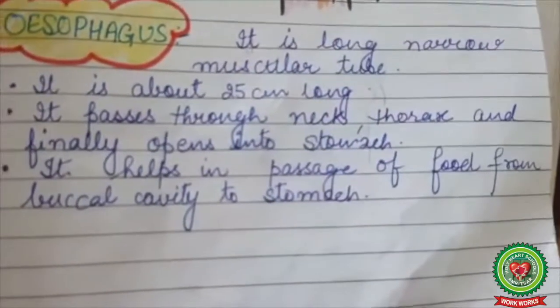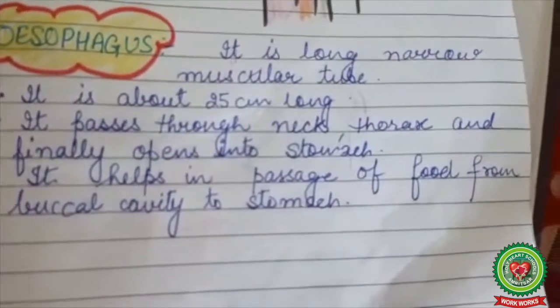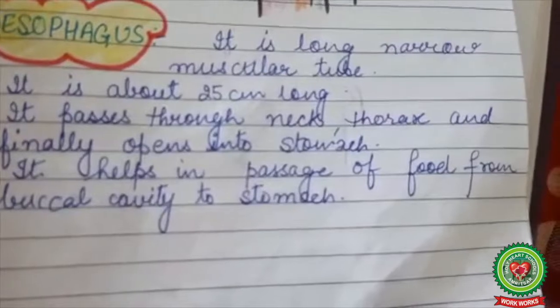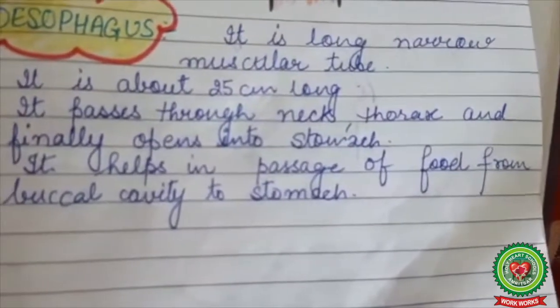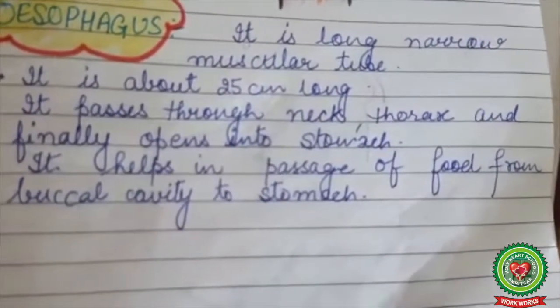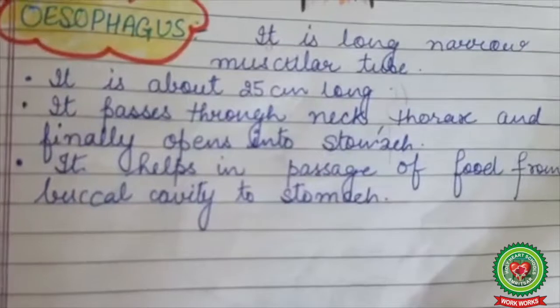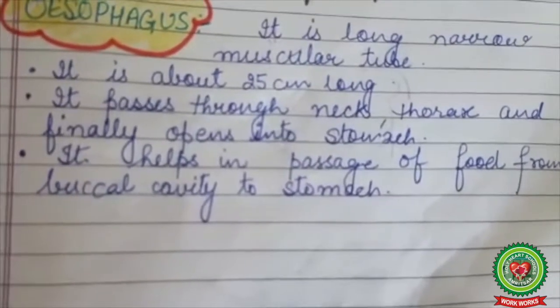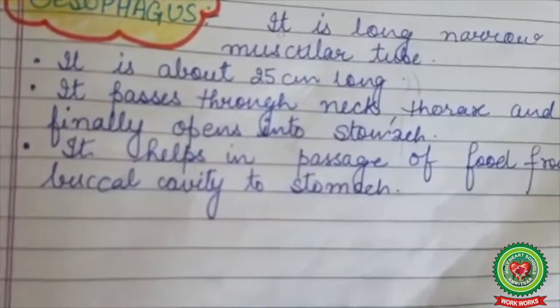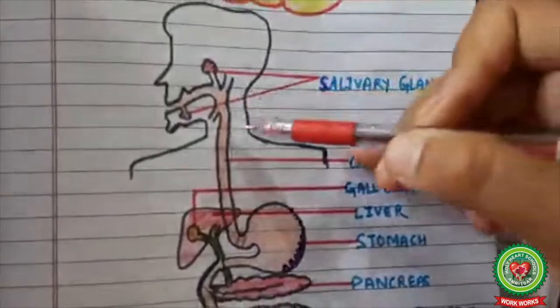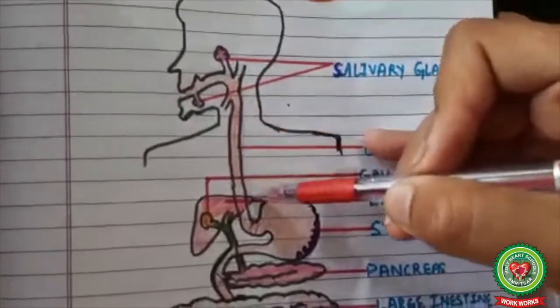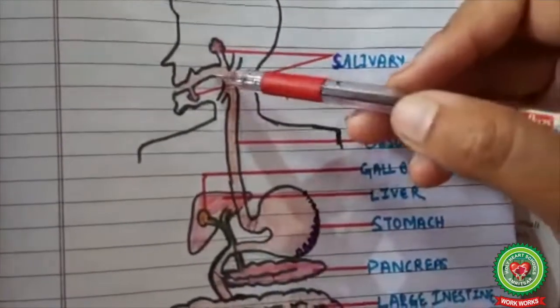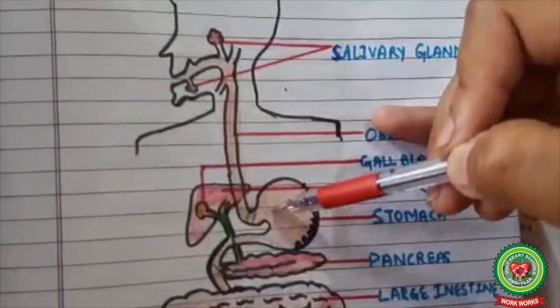Next is esophagus. Esophagus is a long muscular tube which is about 25 centimeters long. It passes through the neck, thorax and finally opens into the stomach. It helps in the passage of food from the buccal cavity to the stomach. This muscular tube-like structure is called esophagus. It starts from the buccal cavity and ends into the stomach.